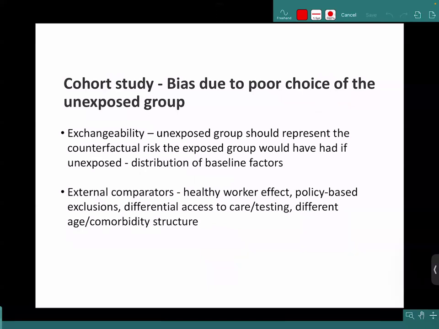Now, this was about case control study. Did you all get me with regards to case control study? Yes, ma'am.